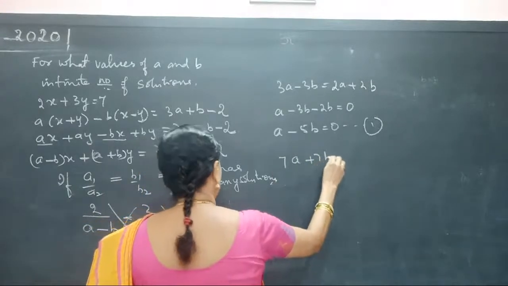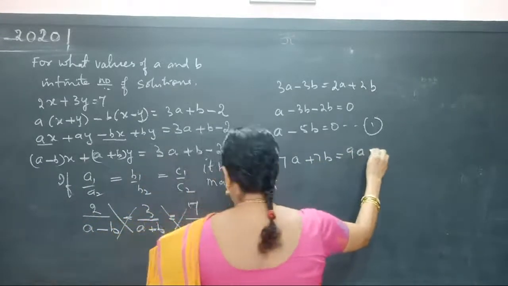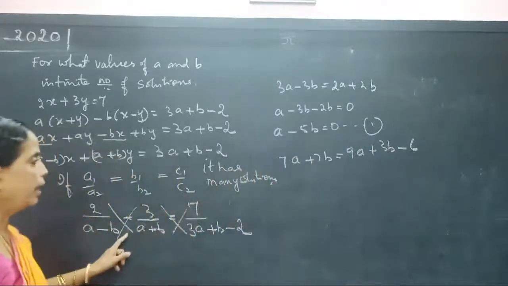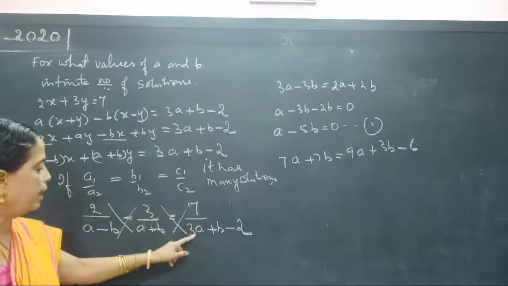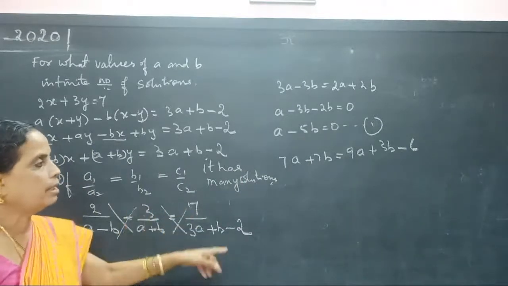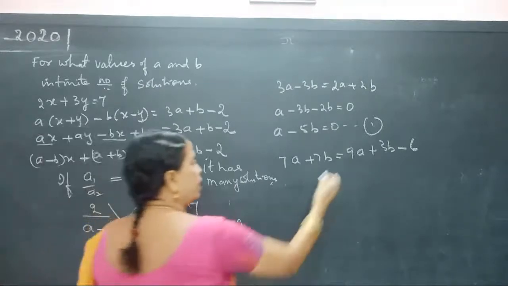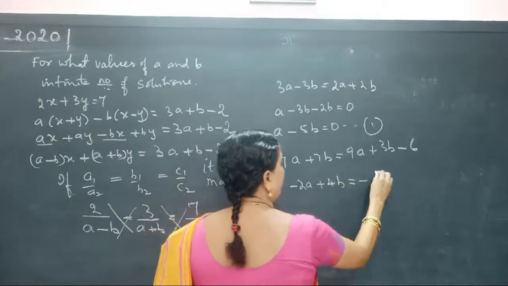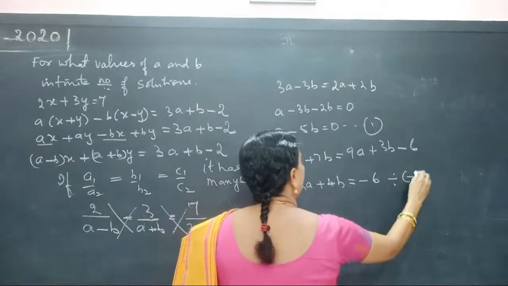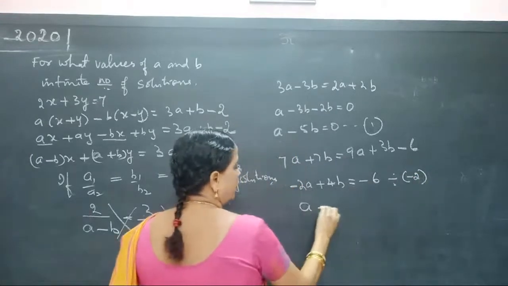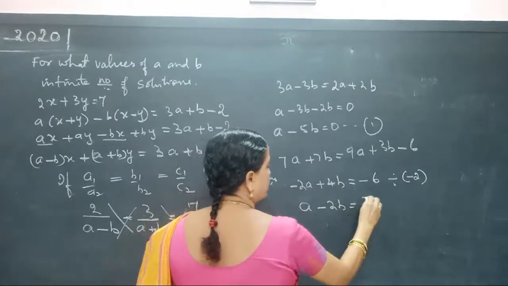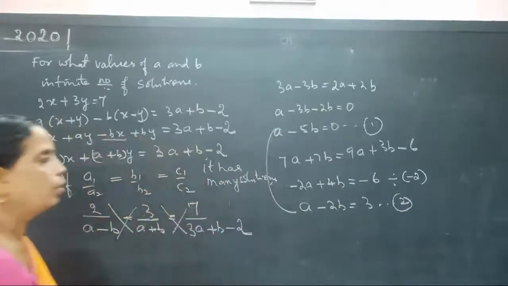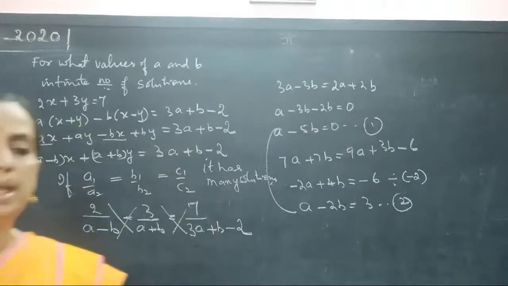7A plus 7B equals 9A plus 3B minus 6. Rearrange it. What you get? Minus 2A plus 4B equals minus 6. Dividing it by minus 2, you will get A minus 2B equals 3, equation 2. Now solve, we can find the values of A and B.